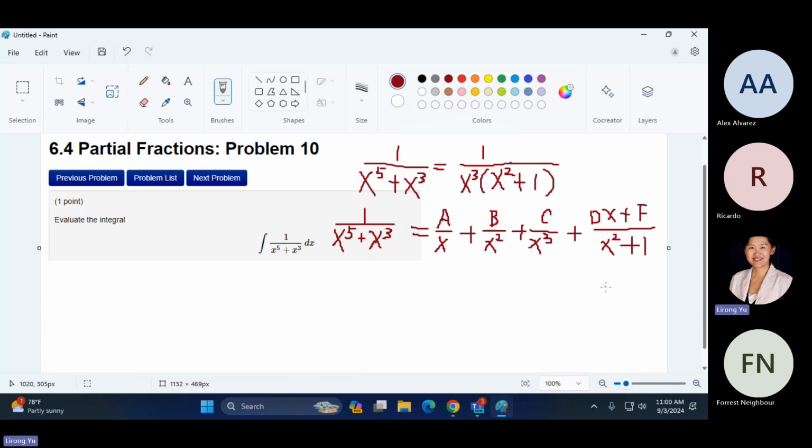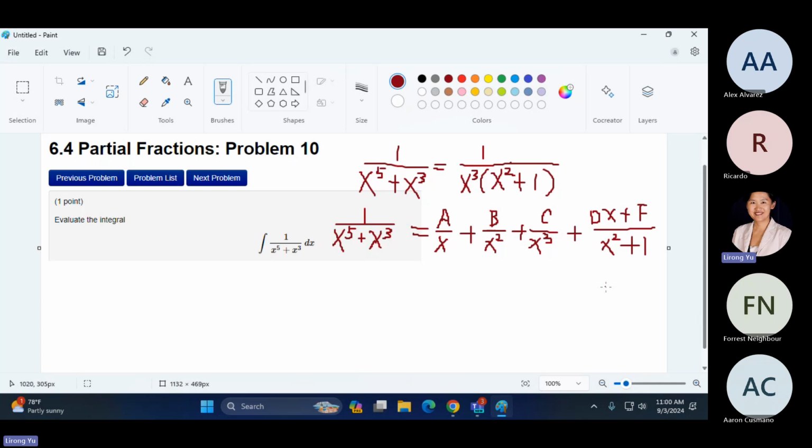So I'm trying to decompose. Basically, I'm trying to rewrite the fraction so the integral will be easier. So let's try to finish the decomposition of the function itself, and then we'll go back to the integration part. The first is the entire process of rewriting everything.